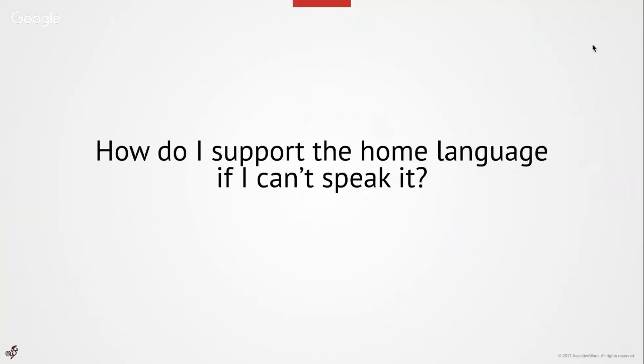Now, we've talked a little bit about the vocabulary, what you expect about a bilingual vocabulary. Now, let's move on to practices. So some of you may be asking yourself this particular question: how do I support the home language if I can't speak it? And that is a very good question indeed.